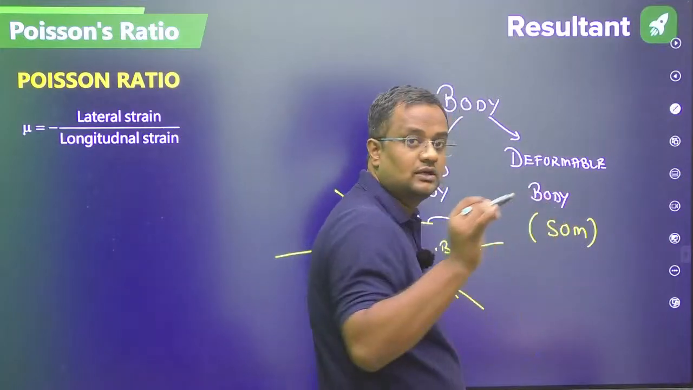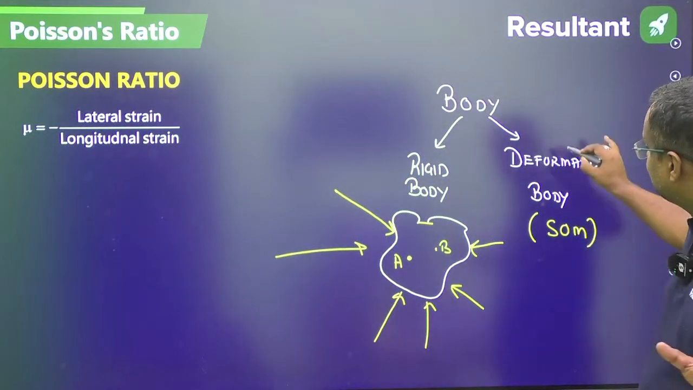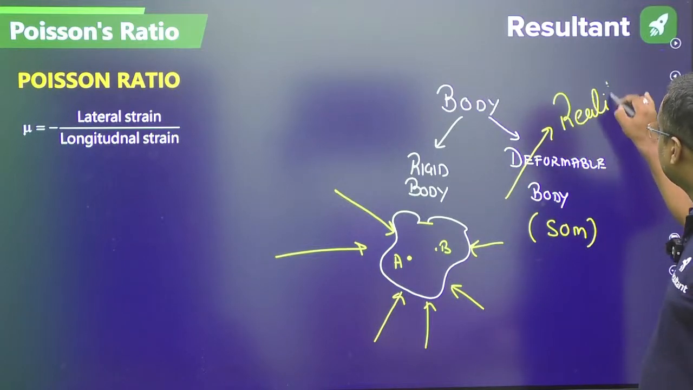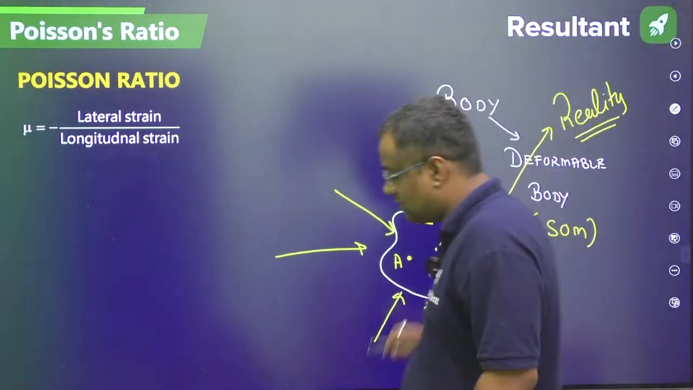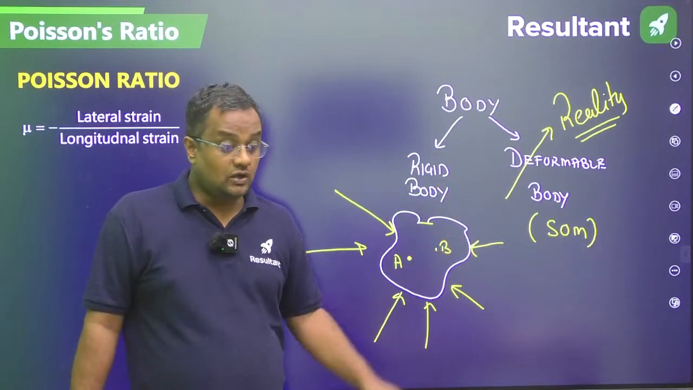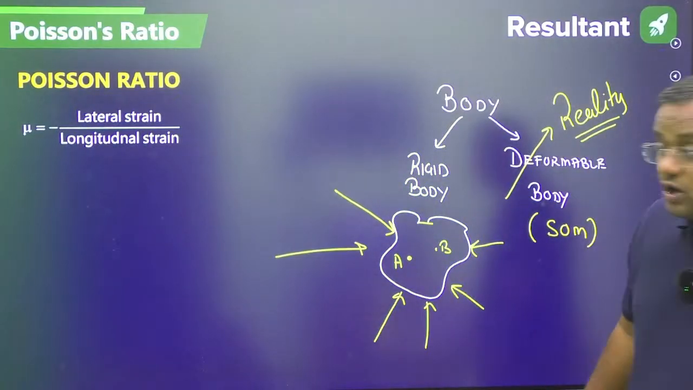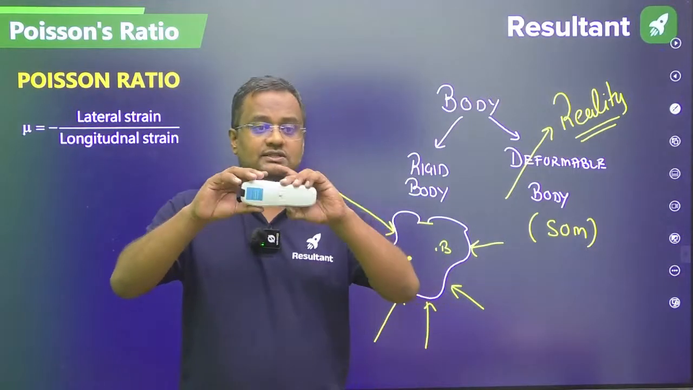So here, if you apply the force, the deformation will be there. This is the reality, guys. In reality, every body in this universe is a deformable body. Rigid body is a purely an assumption. Now you will say, sir, if in reality it is a deformable body and there is no rigid body, then sir, this is a body.